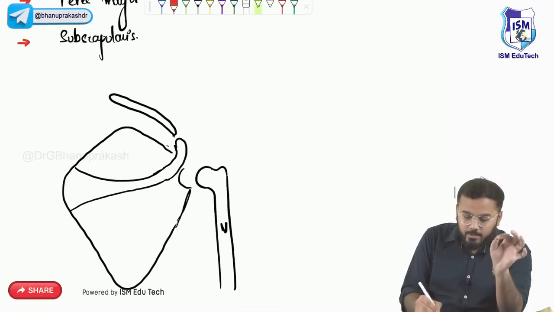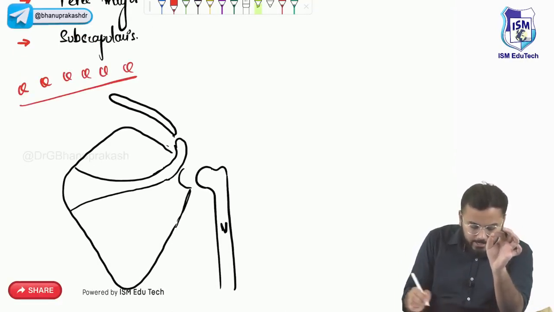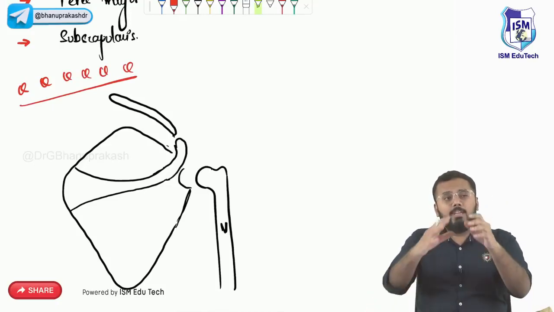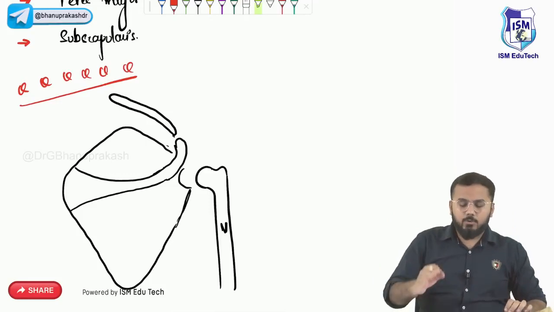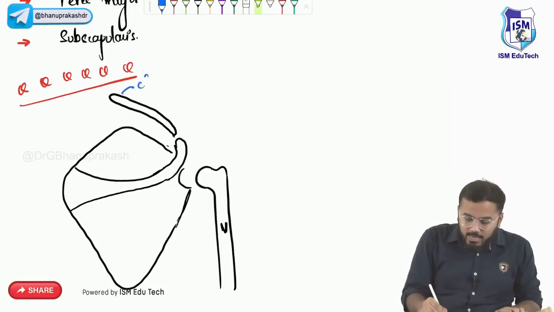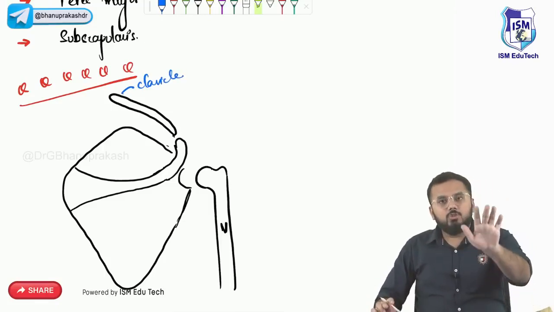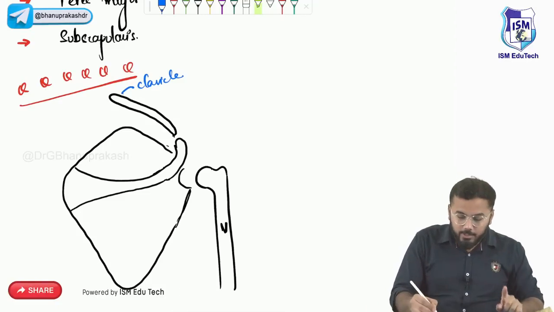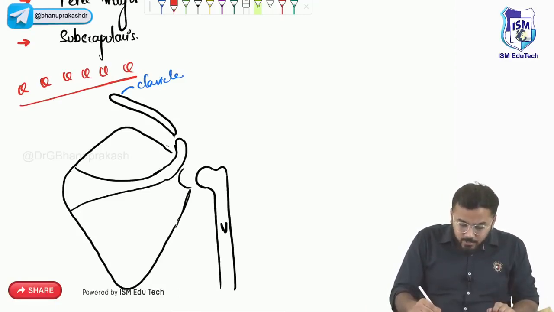Now, this question has been repeatedly asked. How they ask is that they give you the image and ask where it is inserting. This is the question that is repeatedly asked. First of all, this is your clavicle. What is the origin of the deltoid muscle? Look here. The origin of the deltoid muscle is from the lateral 1/3 of the clavicle.